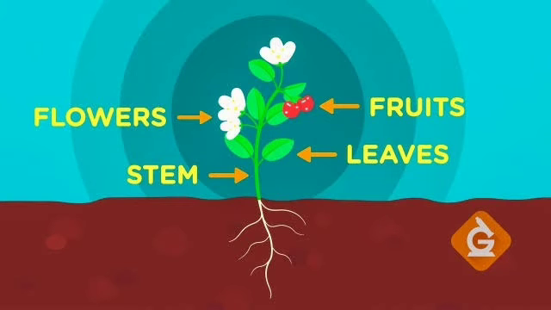The basic parts of a plant are: first one, root; second one, stem; third one, leaf; fourth one, flower; fifth one, fruit; sixth one, seed. So, these are the basic parts of the plant. Let's see the various parts of the plant, their structure and their functions, one by one.